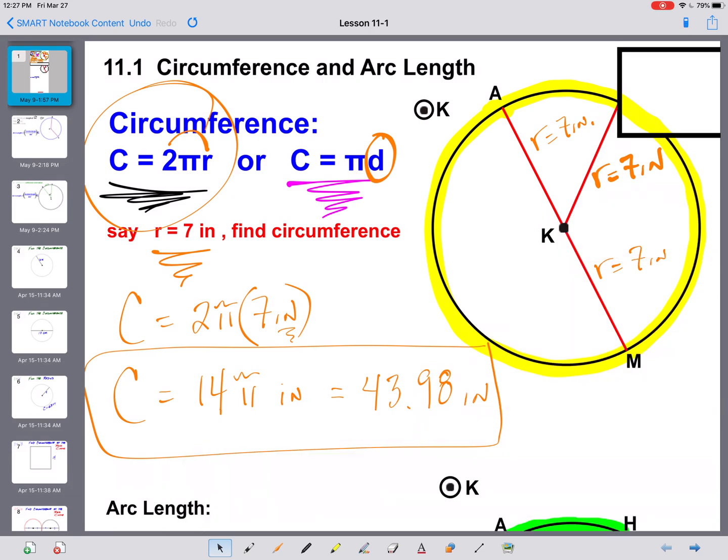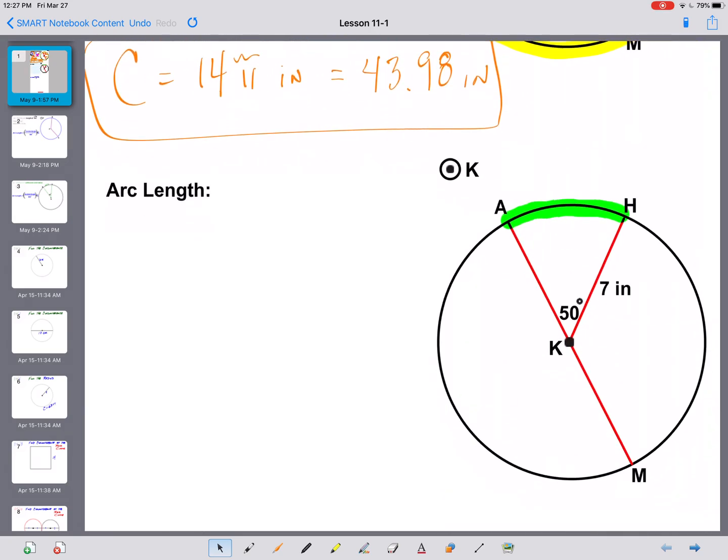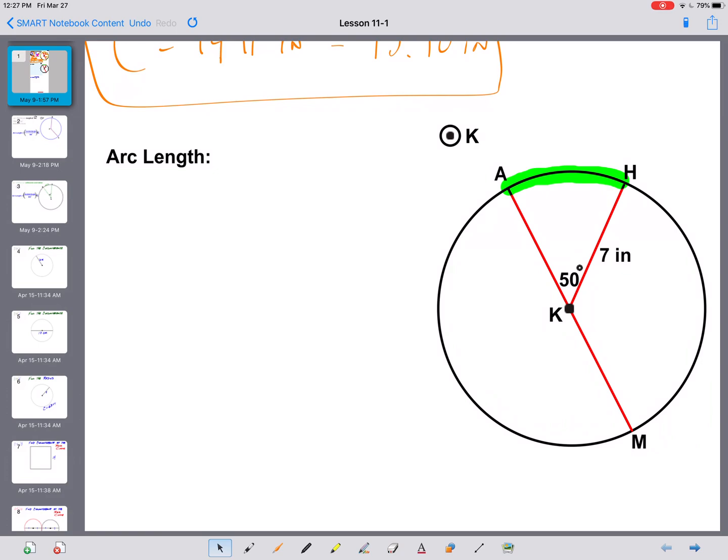Now, let's look at something else here. Let's move this one up. And now let's look at the arc length. This right here is an arc. It's part of the whole circumference. We're going to figure out this arc length. Notice it's the length from A to H. It's a curved length, but it's still just a length. Let's call it arc length AH. Now watch, I'm going to put an arc over it. That's the little symbol, arc AH.